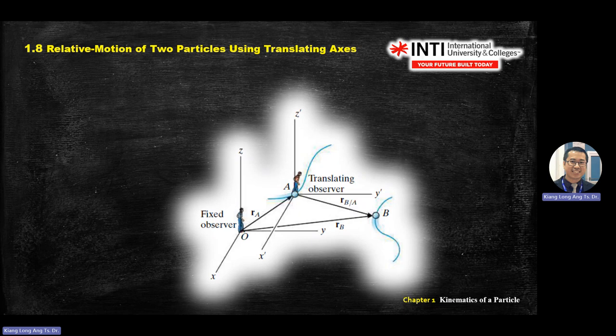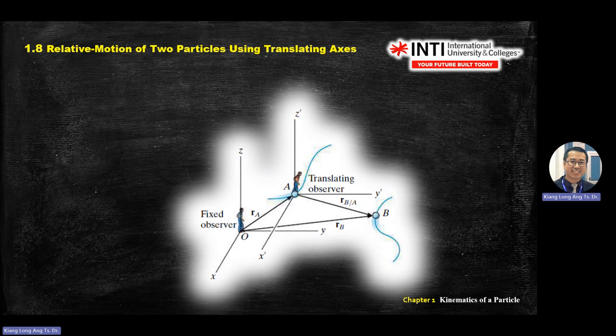Then from A to B, you write RB/A. Notation, huh? R, B, stroke A, the slash means from. RB, the B direction, from where? From A, so slash A. So this forms a vector triangle. You should be able to draw the vector triangle and write the equation.